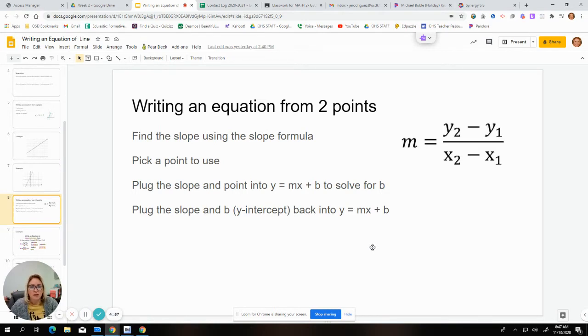So the first thing that you're going to do is find the slope by using the slope formula that we used last week. And then we're going to pick a point to use, plug the slope and point into our y equals mx plus b. We're going to solve for b, and then we're going to rewrite it. So we're going to walk through this step by step.